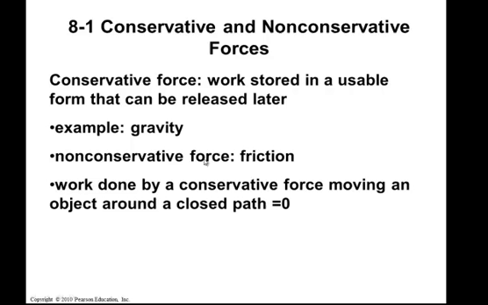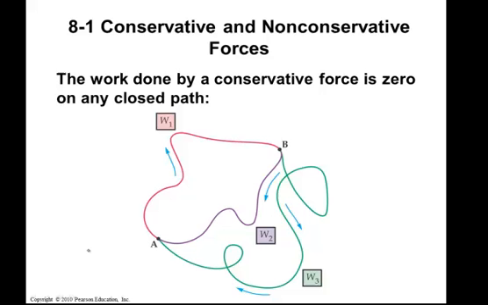For example, friction. Work done by conservative forces moving around an object in a closed path is zero, meaning there is no work done. And here it shows you a picture that the work done by a conservative force is zero.